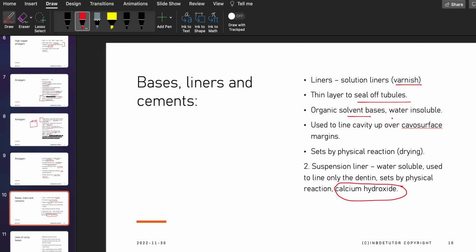Organic solvent bases, water insoluble. Used to line the cavity up over the cavosurface margins to prevent it.